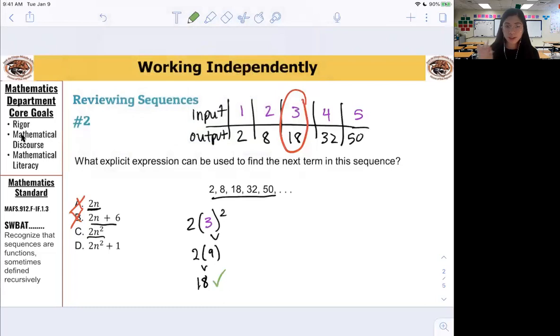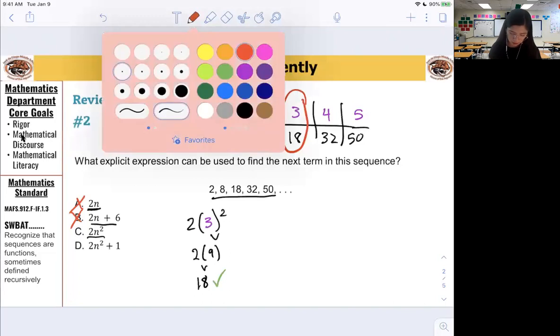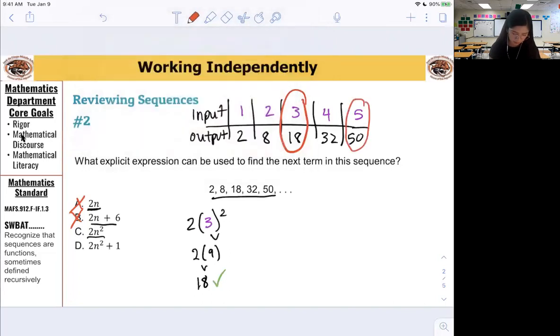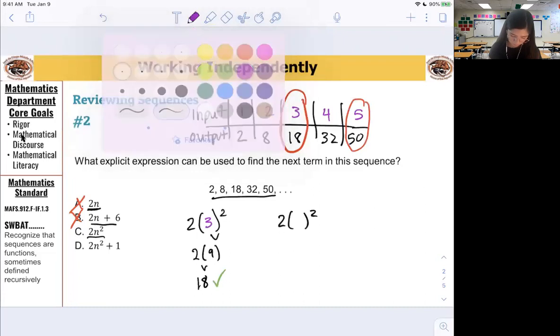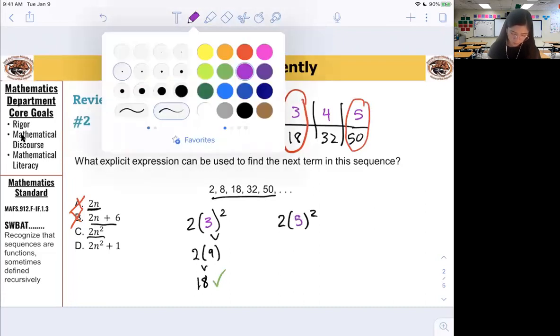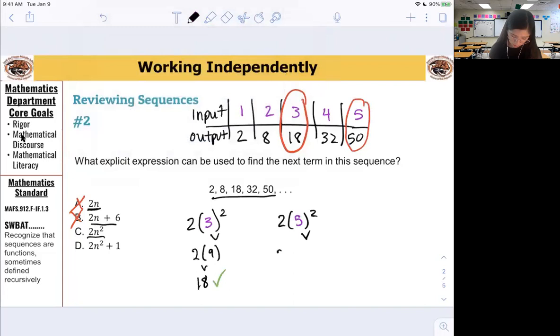But before I say it's definitely C and move on, I'm going to check one more point just in case. Let's plug in that 5 and see if I get 50. Again, I do my exponent first. 5 squared is 25. 2 times 25 is 50. I am good to go. C is my answer. So anytime you have a sequence, make a table, plug in values, and see which one is correct.